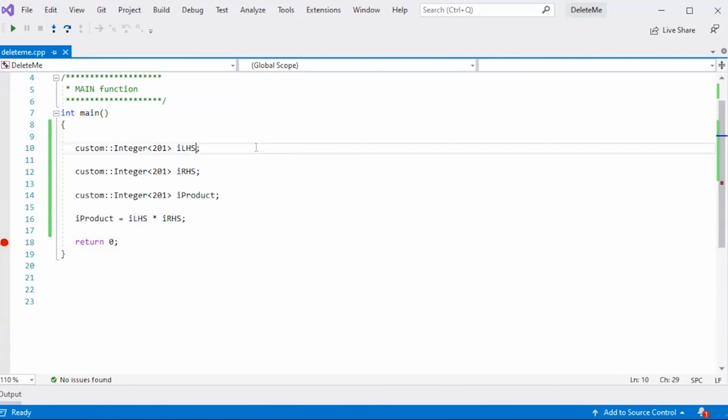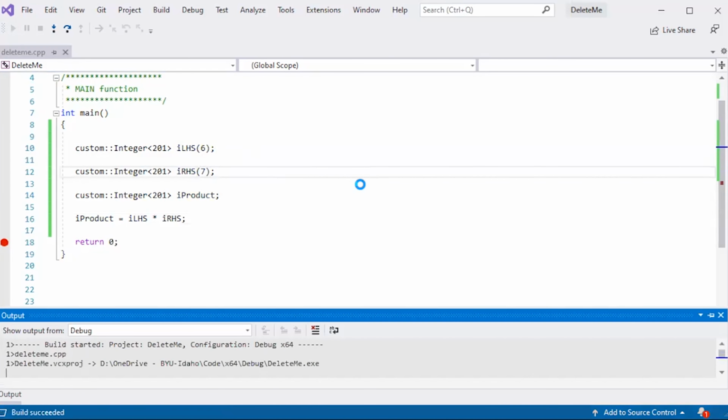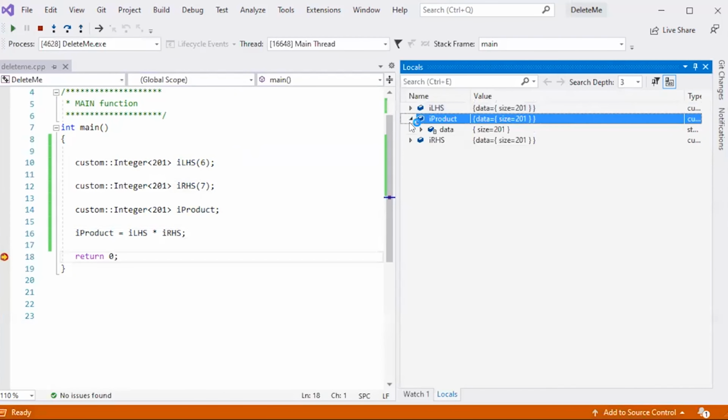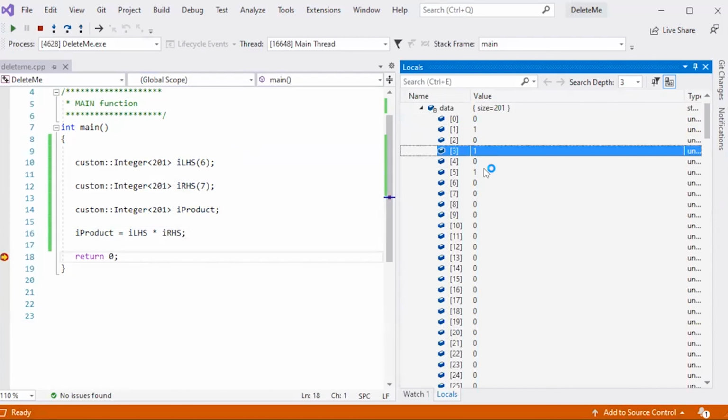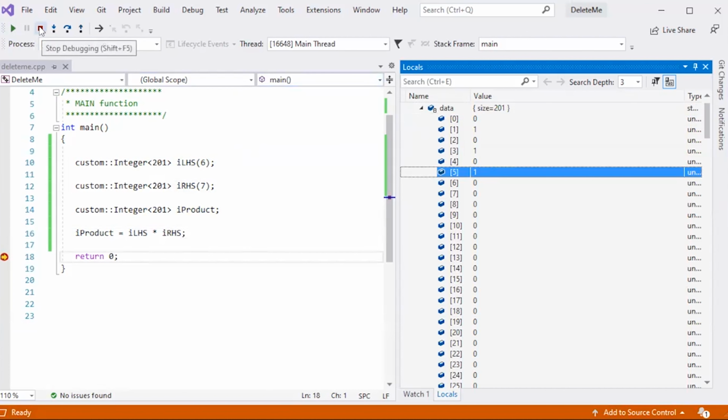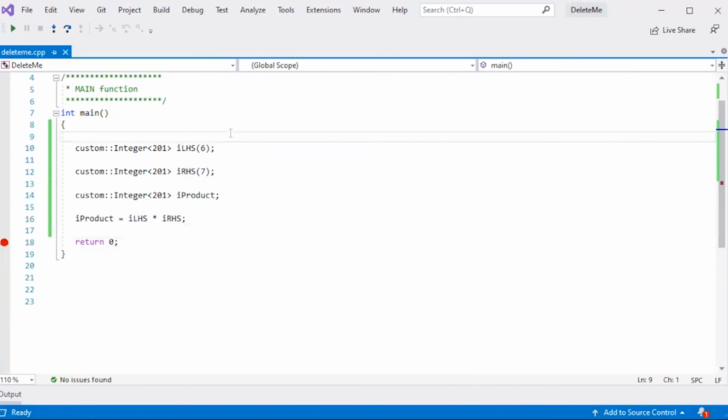Okay, so now I want to do 6 times 7. I'm going to use 6 times 7 for a couple of reasons. First of all, because it's the answer to life, the universe, and everything. And second of all, because the binary representation is 0, 1, 0, 1, 0, 1. And sure enough, I do get 42 for my I product.